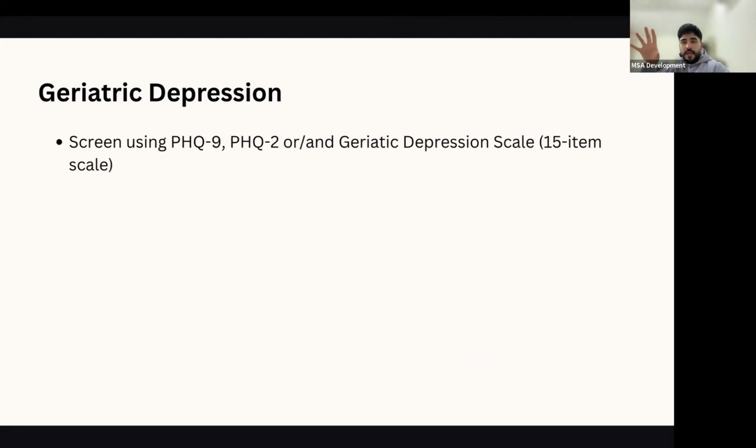Any patient, and usually these patients come to their family medicine doctor. In family medicine, you have to screen every single patient who comes in with the screening tools for depression. So a patient who you suspect will have depression, you need to screen them with the tools. What are the three tools? PHQ-9, which I think is the Patient Health Questionnaire, PHQ-2, and the Geriatric Depression Scale, which is a 15-item scale. The most commonly used ones are the PHQ-9 and PHQ-2.